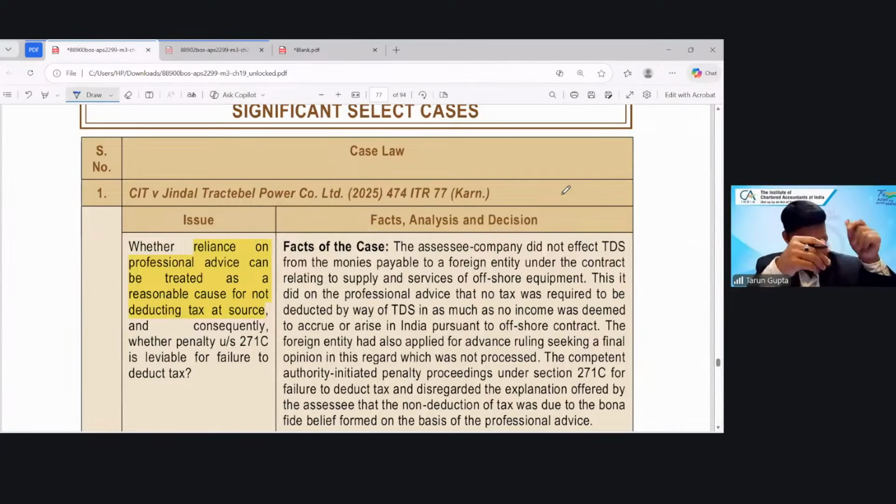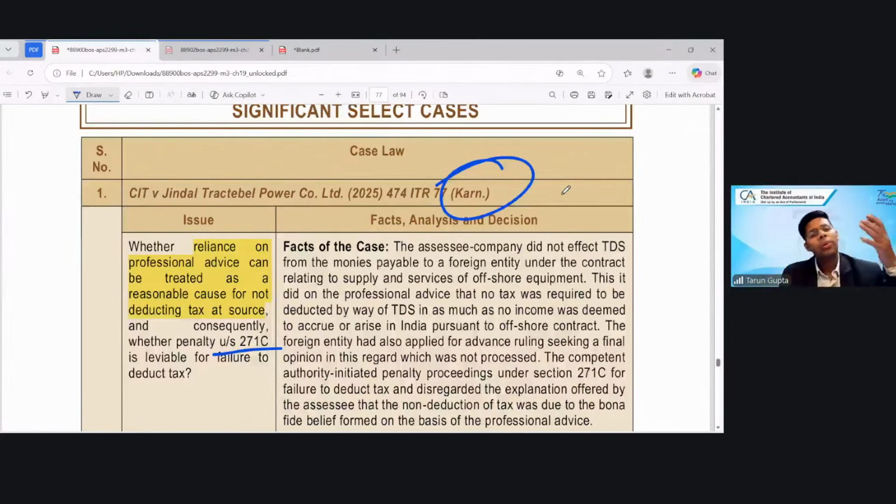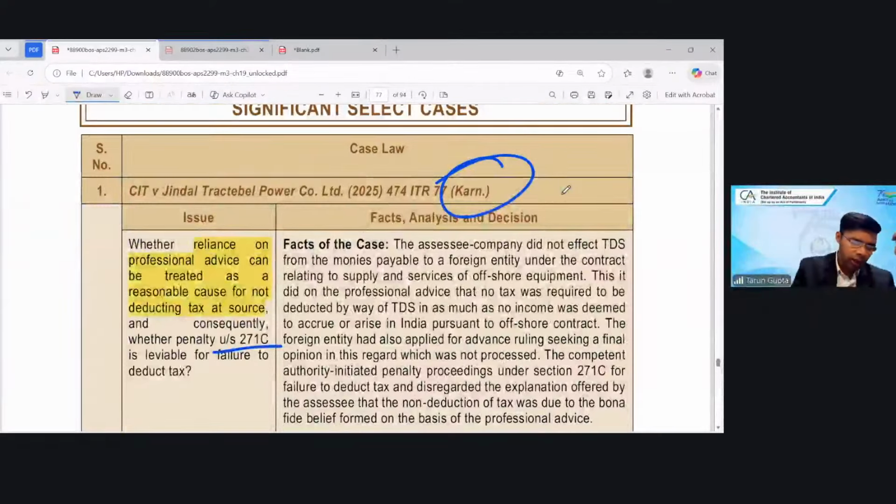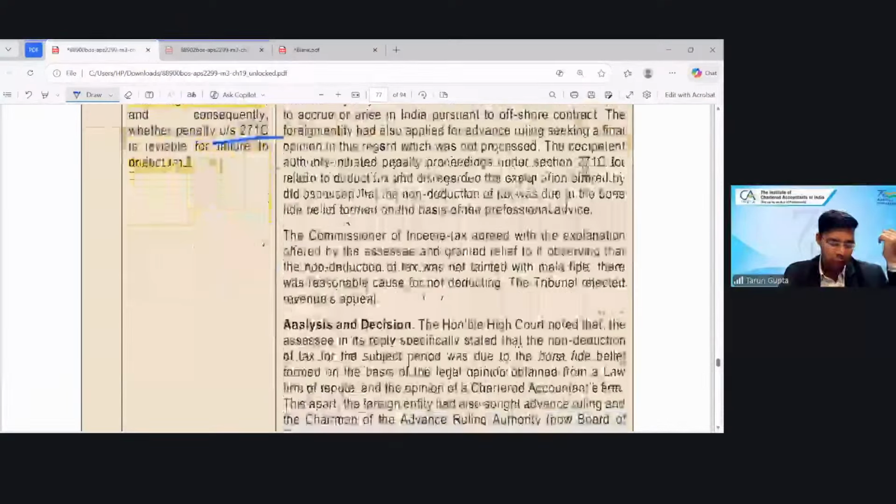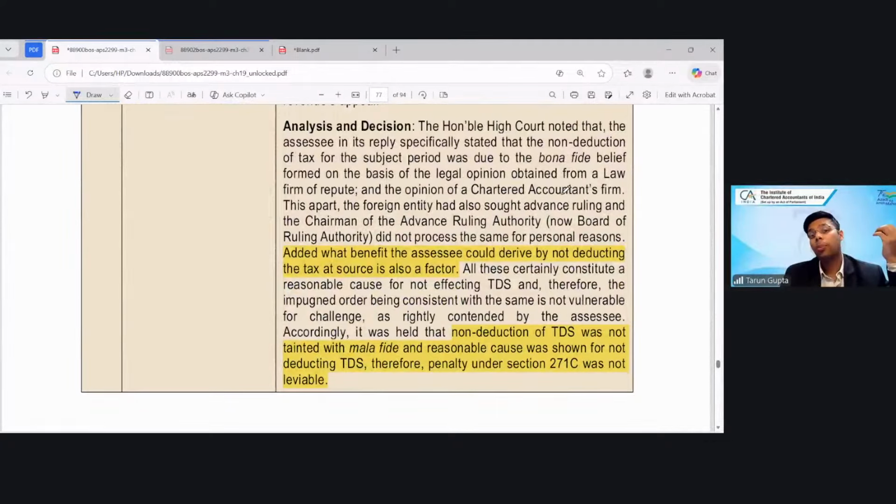Can he be subject to penalty under Section 271C for not deducting the tax? So what the Karnataka High Court said is that there will not be any advantage to the deductor for not deducting a tax. He acted in a bona fide manner. He took the advice of a reputed chartered accountant firm, and based on that advice, he did not deduct tax. So there was no malafide intention. There is a reasonable ground for the default of his act, and therefore penalty should not be levied. This was held in the case of Jindal Thermal Power Company Limited. If the assessee acted upon the professional advice and therefore had not deducted tax, then there will not be any penalty liability.